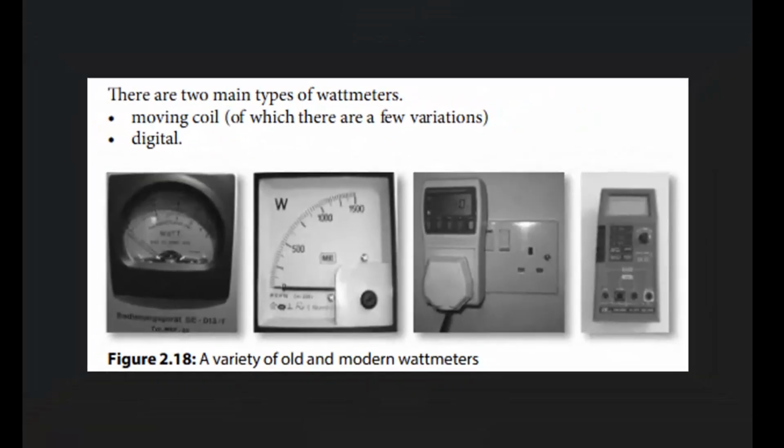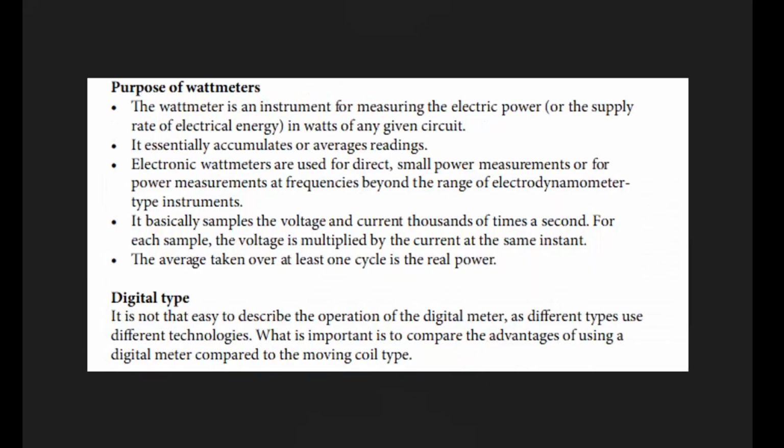Right, these are the types of watt meters. Okay, this is what they look like. They have a moving coil and it's calibrated and you can read off it. So you have analog types, which are very old and hardly used, and we have the digital types, which are very common now.